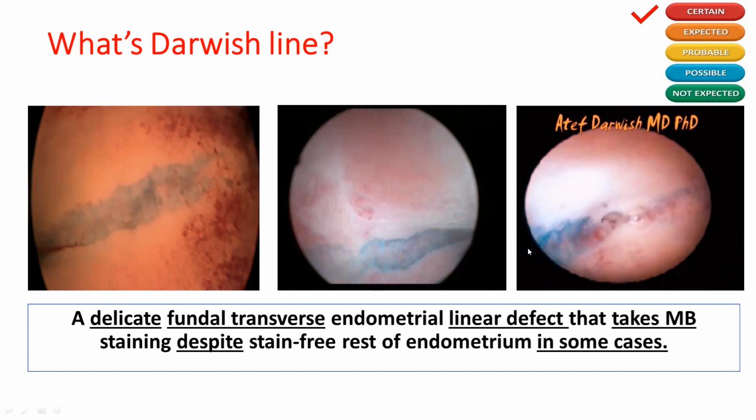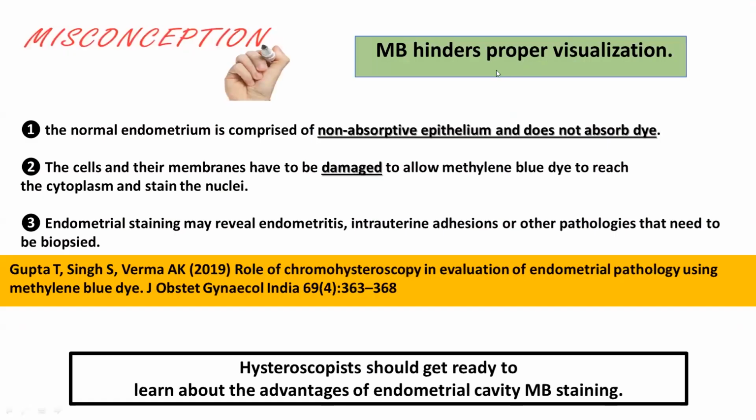In some cases, not in all cases, during the hysteroscopy, this is again a certain finding. I told you that doing hysteroscopy first is a misconception, as many doctors consider that methylene blue hinders proper visualization. We have to know that the normal endometrium is comprised of non-absorptive epithelium and does not absorb dye. The cells and their membranes have to be damaged to allow the dye to reach the cytoplasm and stain the nucleus.